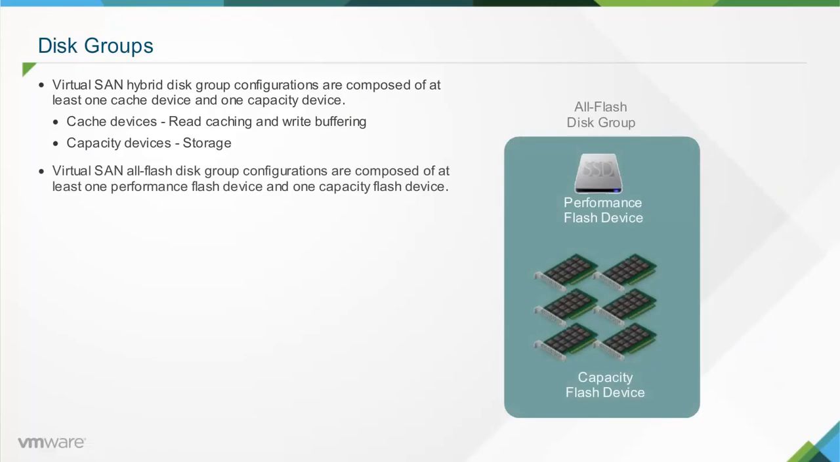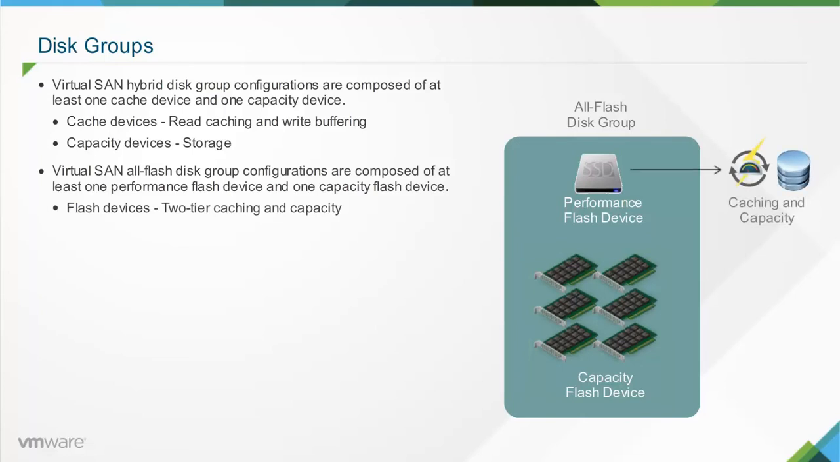vSAN all-flash disk group configurations are composed of at least one performance flash device and one capacity flash device. The flash devices are used in a two-tier format for caching and capacity, while the capacity flash devices are used for storage capacity similar to magnetic disks. In the all-flash architecture, disk groups cannot be created without a capacity flash device.